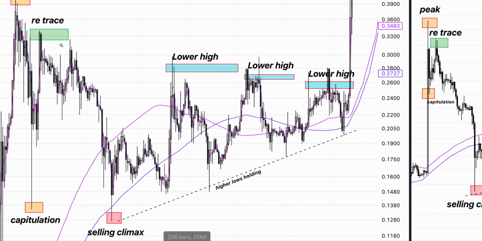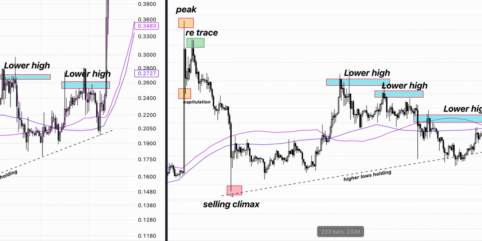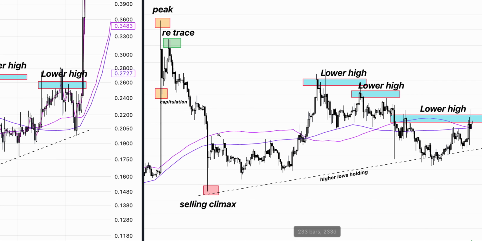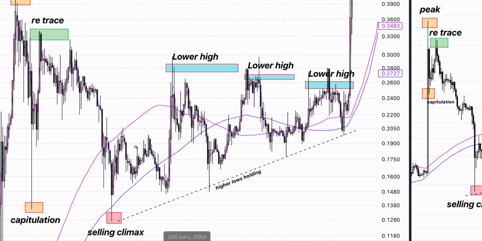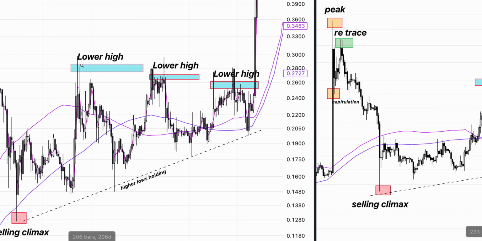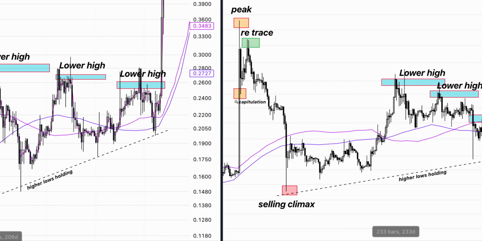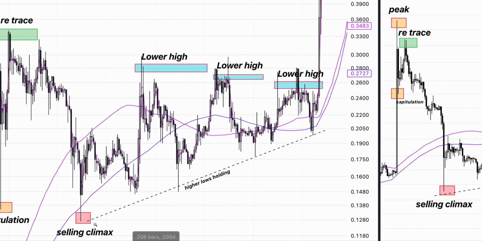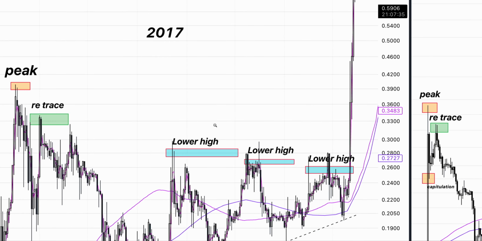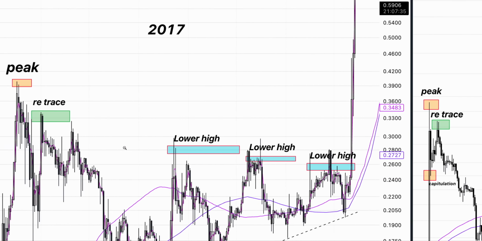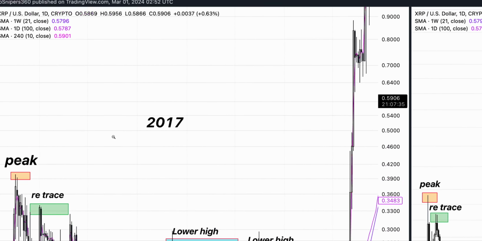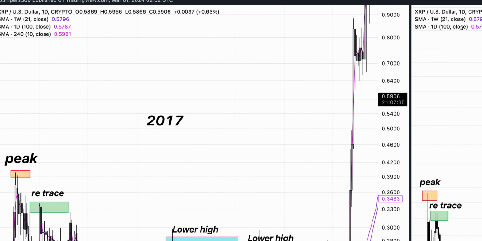After your retrace, we come down again for your selling climax. Over here, we come down again for your selling climax. And then you have a move back up. Okay, we have a move back up. And then we create a series of lower highs. Okay, this is a series of lower highs. But at the same time, our higher lows are holding, right? While also maintaining above the 21, 50, and 100-day SMA. The key moving averages right over here.